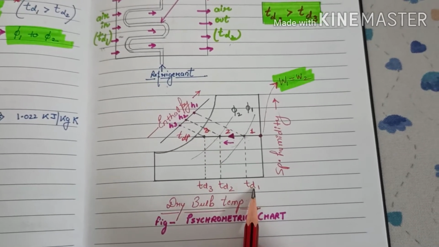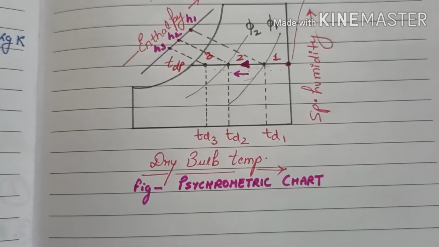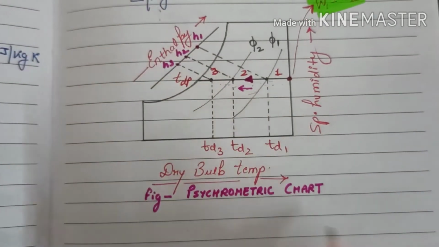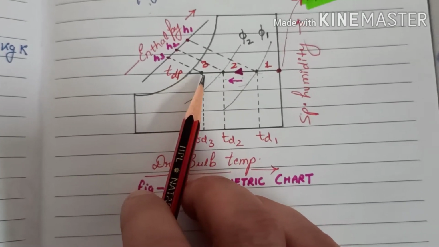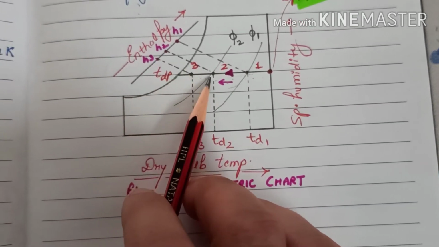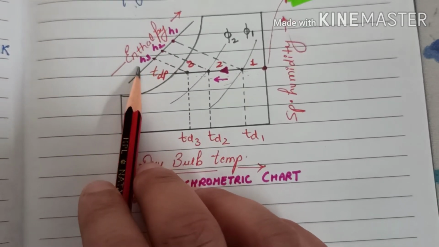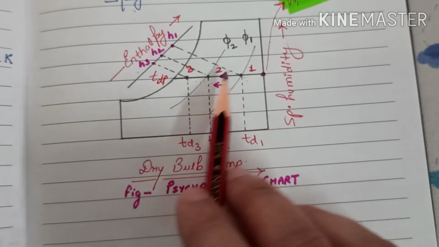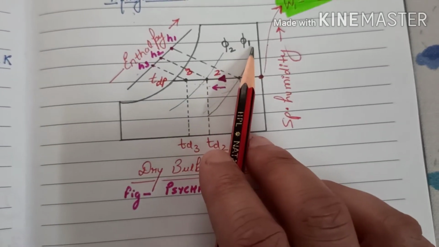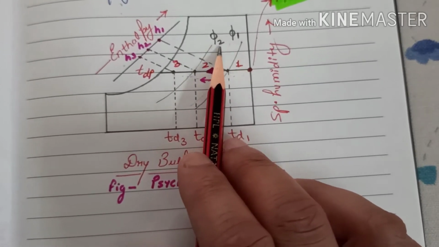These respective temperatures are the dry bulb temperature. TD1, TD2, TD3 are the dry bulb temperatures. At this point we will get the dew point temperature. If you extend the line from points 1 to 3, you will get H1, H2, H3. These are the enthalpies. If you draw the curved lines from these points, you will get phi1 and phi2. Phi1 and phi2 are the relative humidities.